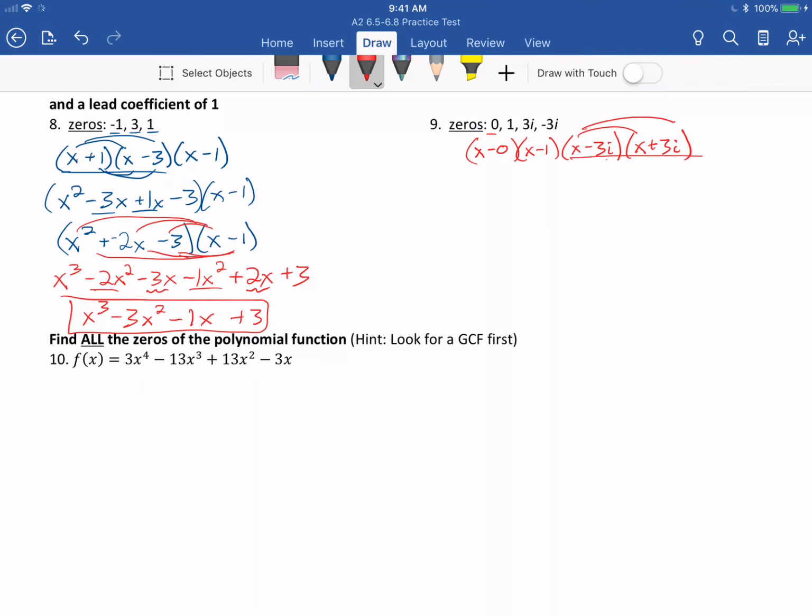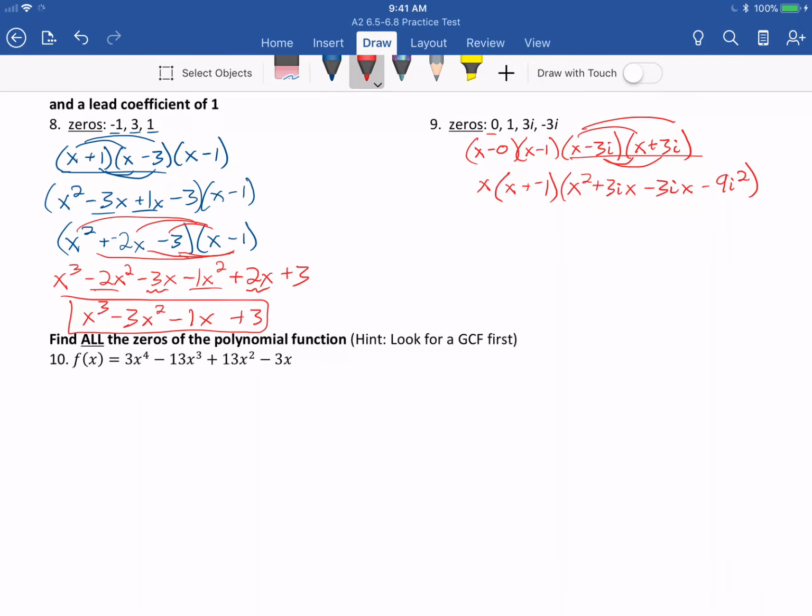So x times x times 3i, the negative 3i times these guys. See what we got. So I'm going to keep this guy out in front, x minus 0, and that's just going to be x. Anything minus 0 is just itself. Then this guy still has the x minus 1. I just put a plus negative. And here we have x squared plus 3ix minus 3ix, and minus 9i squared here for that last one.